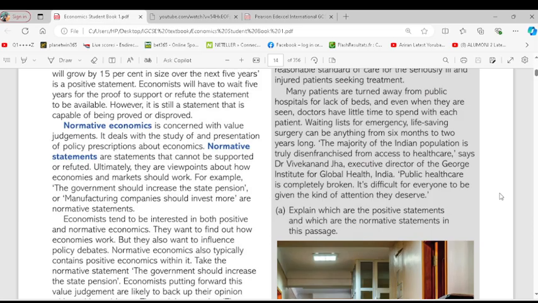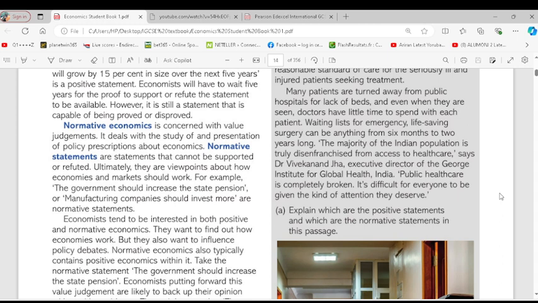Positive economics is talking about finding out how the market works. That is positive economics. Then there's a positive statement, which are statements that can be proven to be true or false. But normative economics is talking about how we come up with policies, how we come up with rules, how we prescribe things to be able to have the market work. That is normative economics. So it deals with the study of and the presentation of policy. So they use policy to understudy the market. That is normative economics. So we have the normative statement.